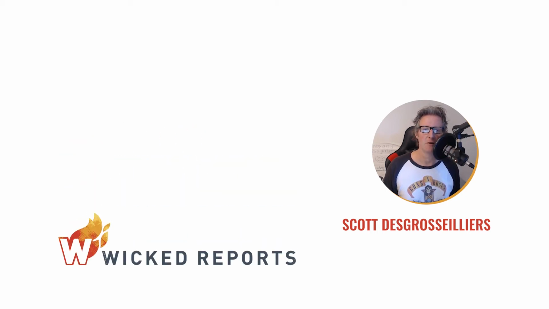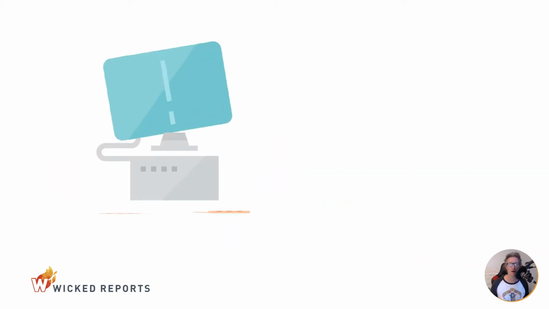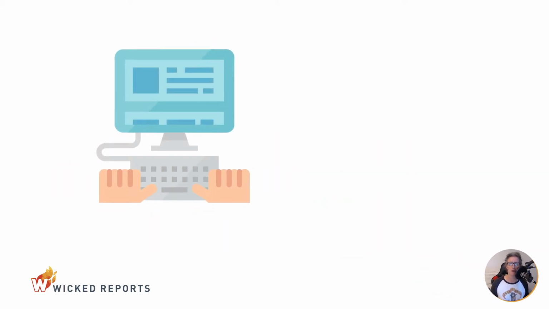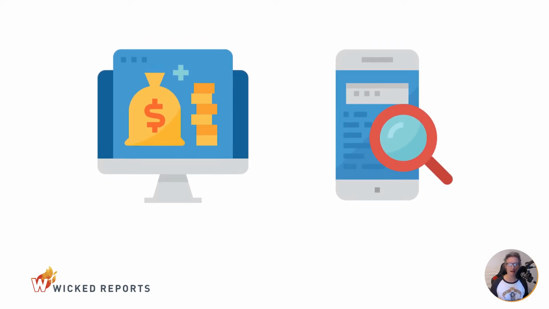Let's talk about how to determine whether to kill or chill on the ad spend of a low ROI campaign. This play is going to be run whenever you see low ROI relative to other campaigns for whatever attribution model you've selected. The steps to analyze and determine kill or chill are as follows.